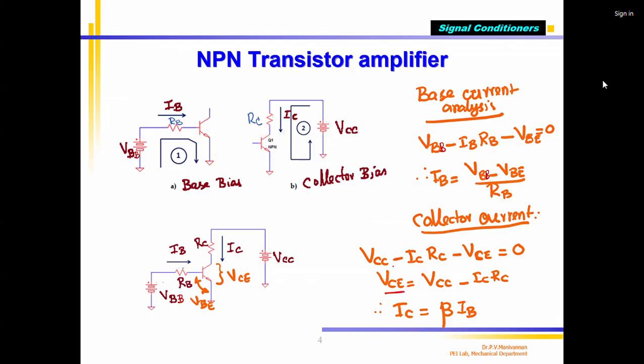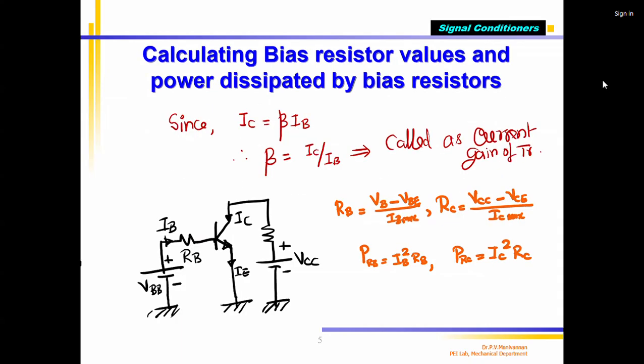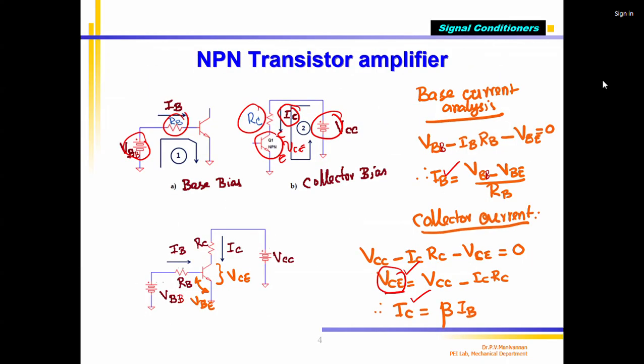VCE equals, I want to find out this voltage, called VCE. I know the collector current, so I can calculate VCE. Correct? In the exam, they may ask like this: calculate VCE, calculate IB, calculate IC. Given what values? VCC is given, VBB is given, RB is given, RC is given. Then using the formula, you can calculate. Now, this we are already talking about, quickly we will go through. Now we are shown here how to bias.